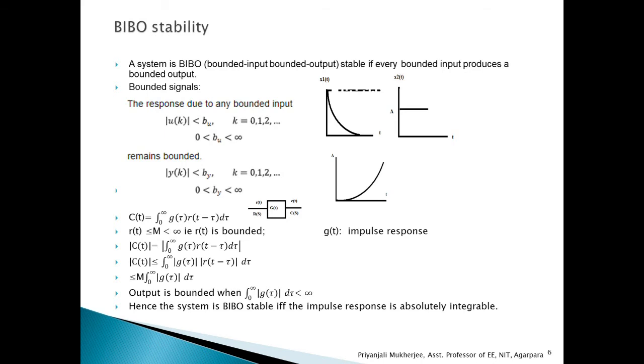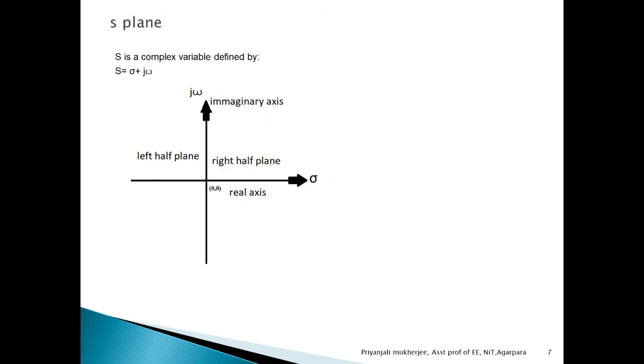Now, G(s) is the Laplace transform of g(t), so we can find the condition for stability in the frequency domain also. That is, depending upon the pole locations and zero locations in the S plane. So next, what is the S plane? Actually, S is a complex variable and it is defined as S equal to sigma plus j omega, where sigma is the real part of S and omega is the imaginary part of S.